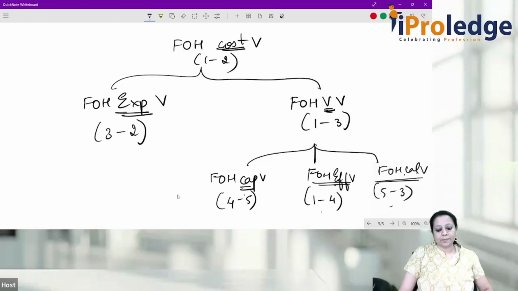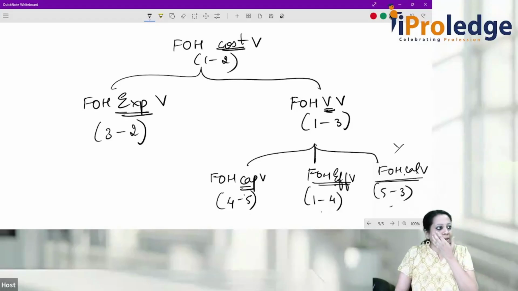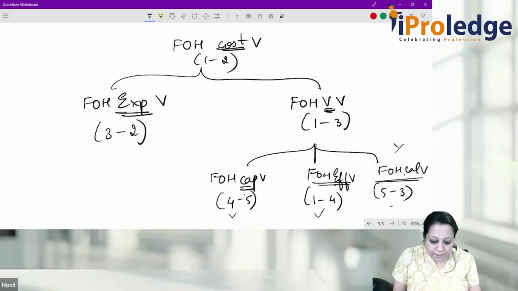Then it will be as usual 1 minus 4 and 4 minus 3. If this is not there, as usual, 1 minus 4 will be efficiency, and 4 minus 3 will be capacity. Understood, everyone? We have done this in regular lectures, both with and without calendar variance.